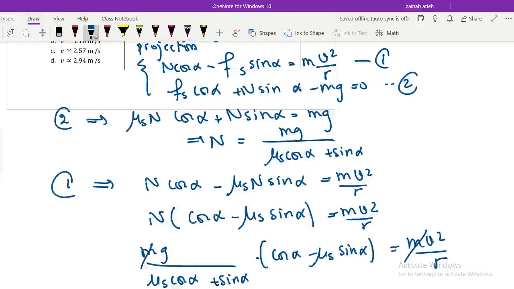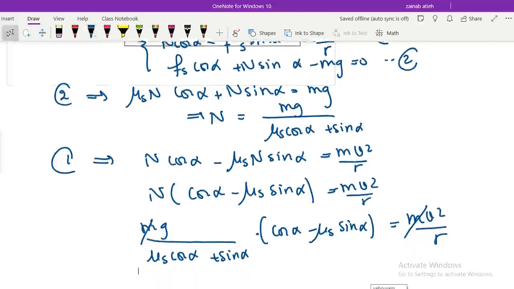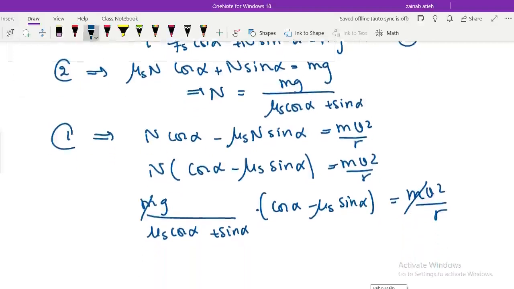M with m, as you can see, cancels. Everything else is given. Mu s is given as 0.5, alpha is 30, r was given as 1, so you have everything. You'll get your v, it's 2.57 meters per second, and this is the answer.